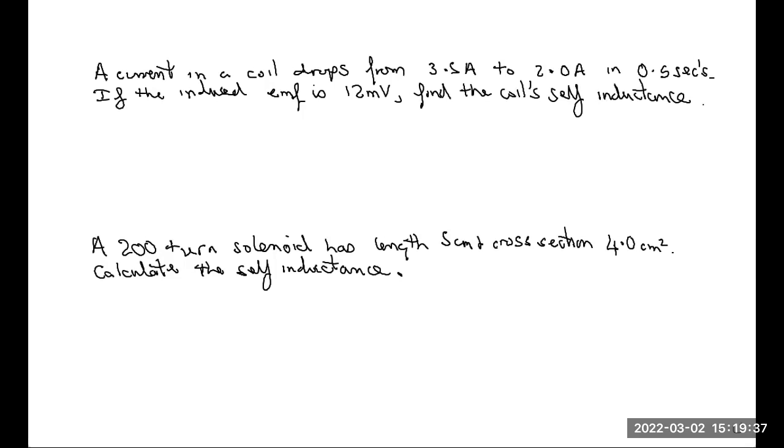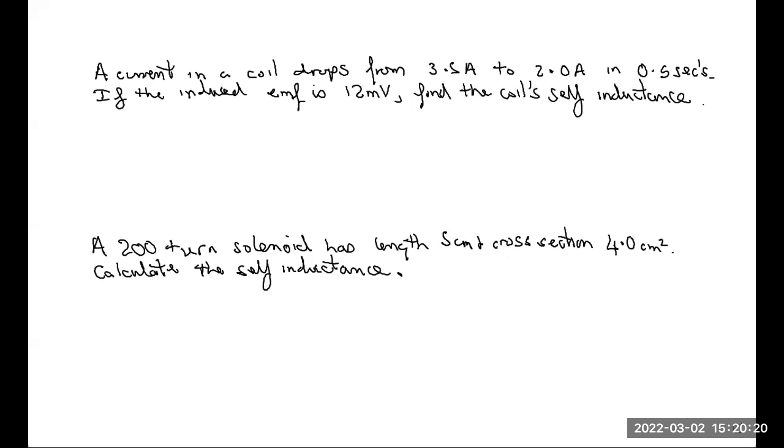Wanted to work through a couple of examples that involve self-inductance. Self-inductance is a characteristic property of a circuit, or of a circuit component. In the first example here, we're going to calculate the self-inductance of a coil from the relationship between the cause of self-induction in the coil and the result of self-induction in the coil.